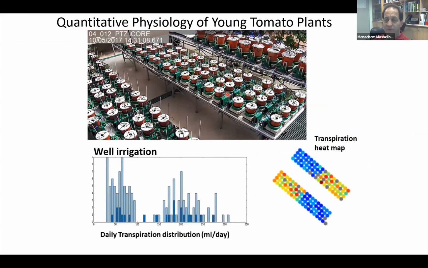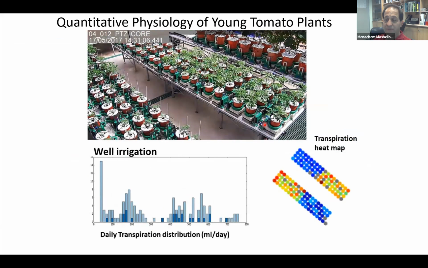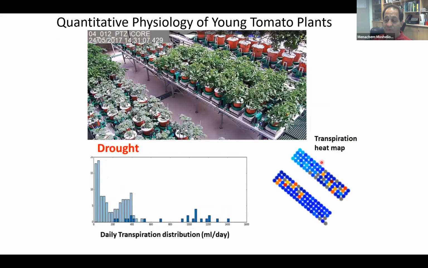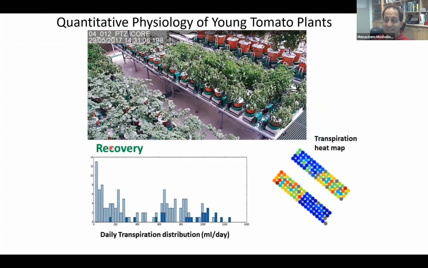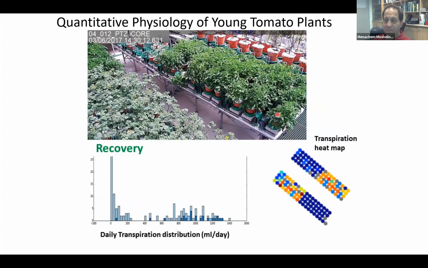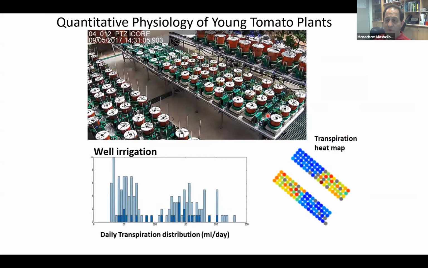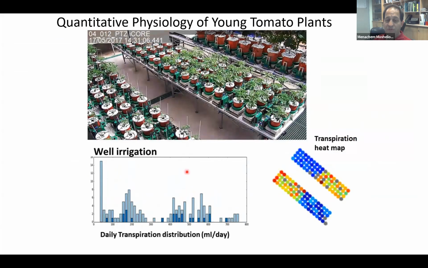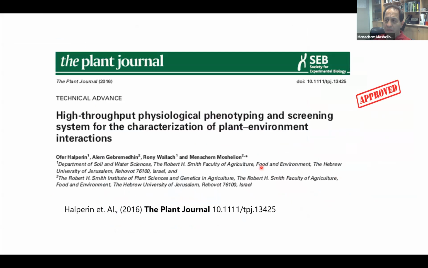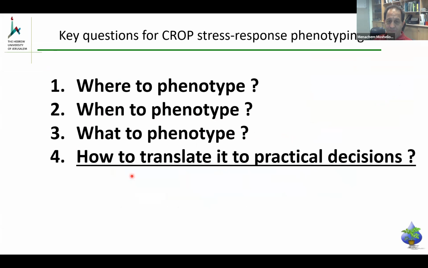If you look at this small cartoon, you can see the plants growing, each one under its own controller. At the same time, we can see in heat maps and histograms the plant response. So we can apply the treatment and also, at the same time, follow the plant's real-time response to the drought, recovery, and so on. All of the algorithms and data that I told you about were published, so I'm not going to get into details of how we do all this measurement, but you can easily go to this Plant Journal paper where we explain all of these methods. We call it a high-throughput physiological phenotyping screening system for characterization of plant-environment interactions.